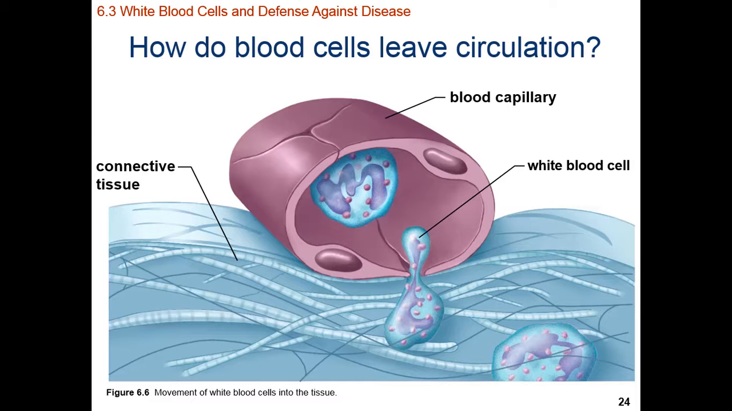How do we get white blood cells from our bloodstream to the site of infection? We need to have those white blood cells exit the bloodstream. And they'll do that through a process called diapedesis, where they will squeeze their cell membrane and nucleus and cytoplasm out between the gaps of the blood capillaries into the extracellular matrix of the tissues.